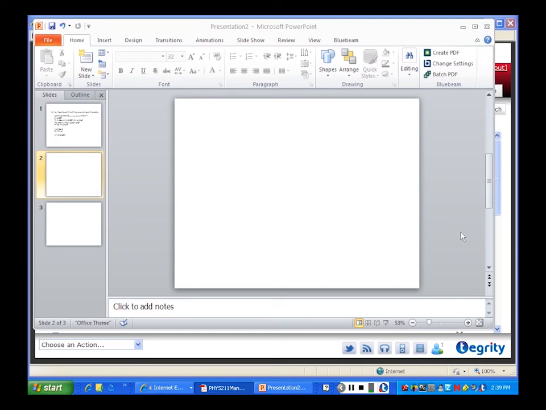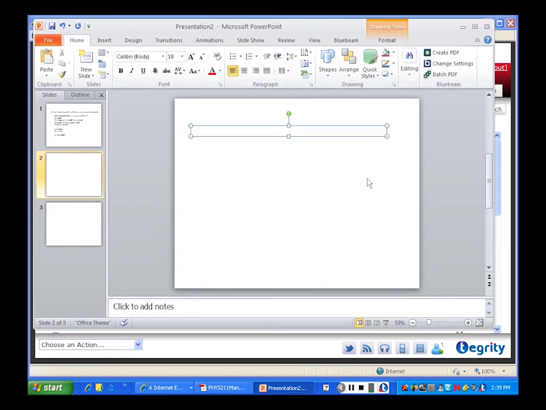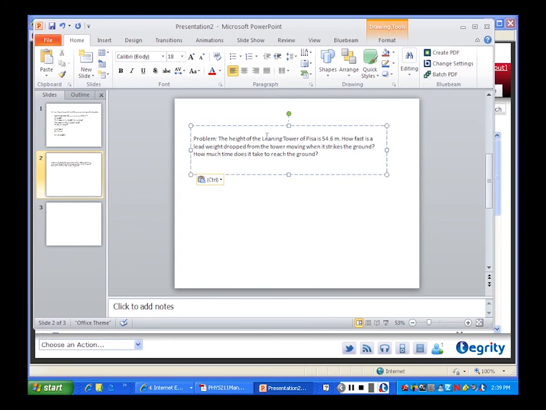in the actual book you'll see that the problems start on page 41 with the particular problem that talks about the Leaning Tower of Pisa. The problem: the height of the Leaning Tower of Pisa is 54.6 meters, and how fast will a lead weight dropped from the tower be moving when it strikes the ground, and how long does that take?